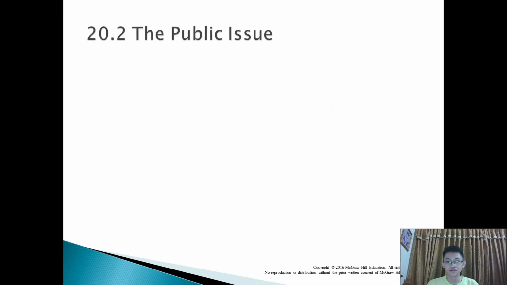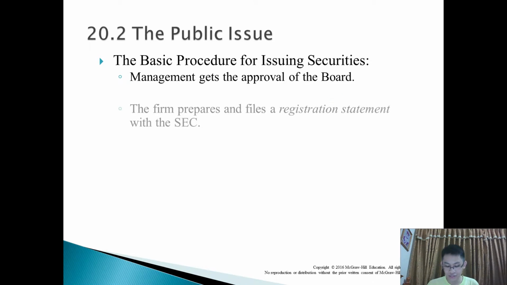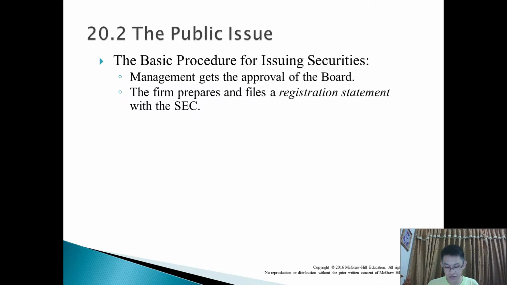The part of 20.2 is public issues. If a firm wishes to attract a large set of investors, they will issue public securities. So the basic steps for a firm to issue securities are: first, the management must get approval from the board of directors. Then they will prepare a registration statement and file it with the SEC.